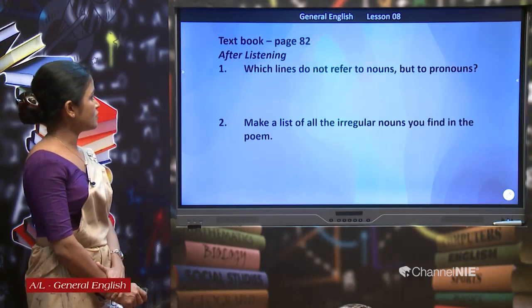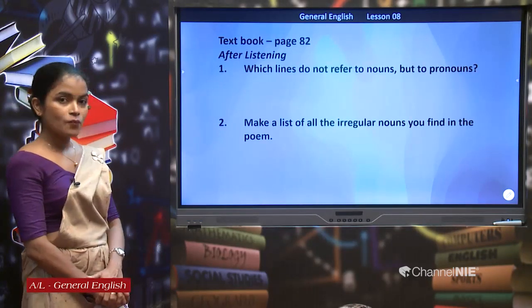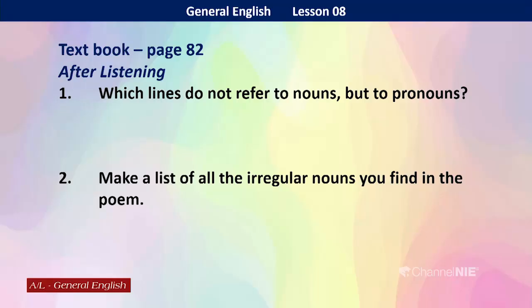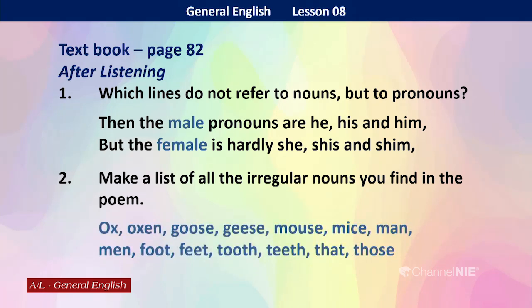Okay. So, let us move on to the questions in page 82 as well, after listening questions. Which lines do not refer to nouns but to pronouns? If you can remember, there were two lines referring to pronouns there. Then the male pronouns are he, his and him, but the female is hardly she, she's and shim. Make a list of all the irregular nouns you find in the poem. What are the irregular nouns you found in the poem? Ox, oxen, goose, geese, mouse, mice, man, men, foot, feet, tooth, teeth, that, those.